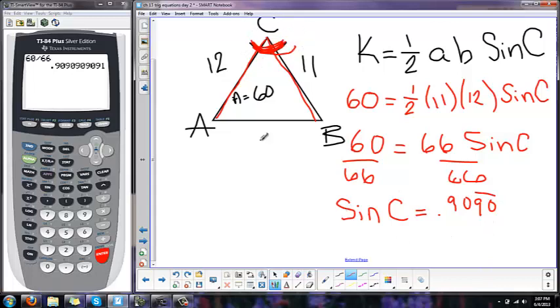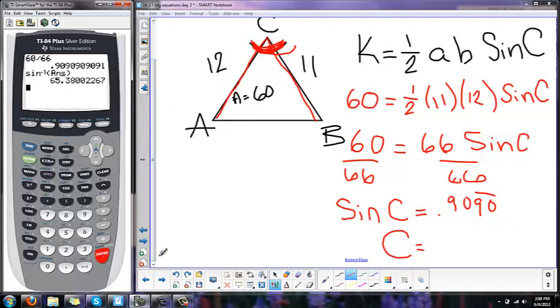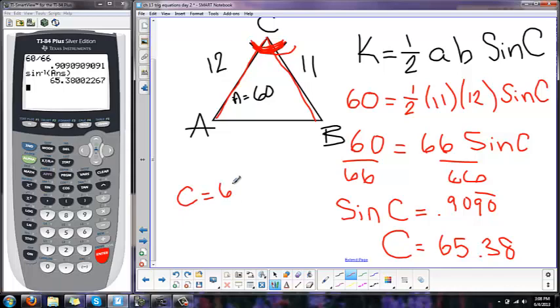But I don't care what sine of C is equal to. I want to know what this angle C is equal to. So I can do second sine, second answer, because that decimal is still in my calculator, which is awesome because we don't really like to round halfway through. It's better if you keep it in your calculator and then do second sine, second answer. Hit enter, and then C is 65.38 degrees. And if you read the question, it says it wants the angle to the nearest degree. So C is equal to 65 degrees.